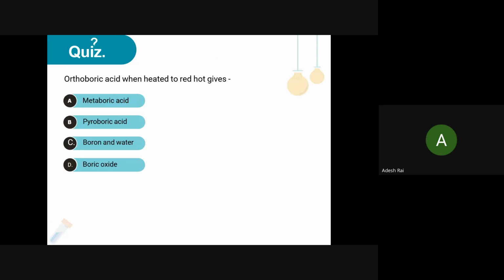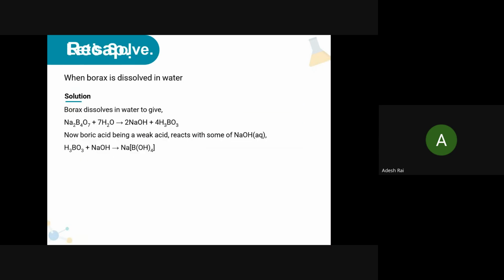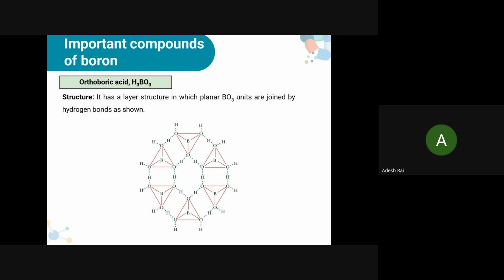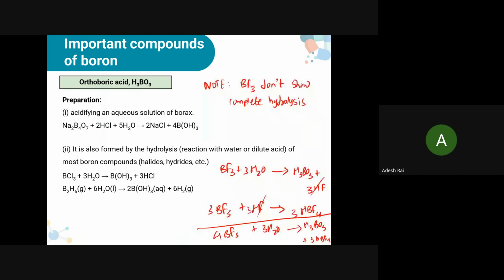Now, total how many points have we discussed for boric acid? Where is the slide? First, I have to see that. This is only what we have discussed.